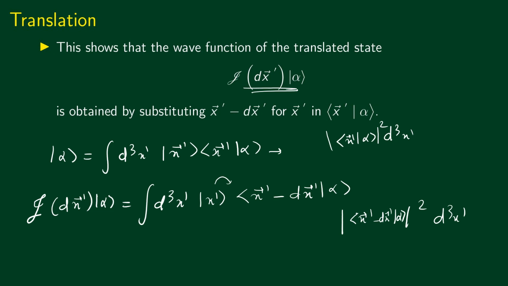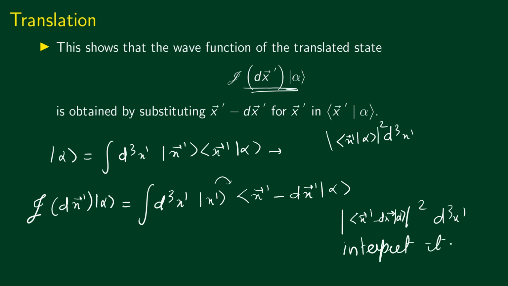But if you look at the translated state, the probability for measuring the particle in a small volume d cube x prime around the point x vector prime is given by this. Now I want you to look at this and understand what it actually says. I leave it as an exercise for you. Look at these two probabilities and ask what they actually say. I leave it as an exercise to interpret this.